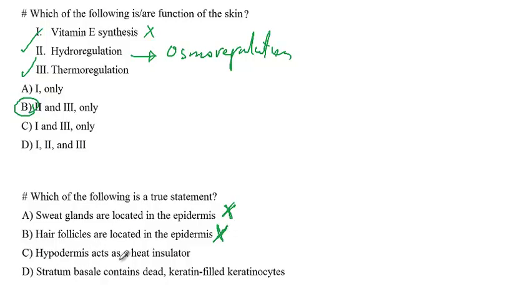Hypodermis acts as a heat insulator. That's correct, because hypodermis has a lot of fat cells, so it can both act as a heat insulator and also acts as an energy reservoir. For any time that a body needs energy, it uses up that fat in order to produce energy. And then finally, stratum basale contains dead keratin-filled keratinocytes. That's incorrect. That would be the definition of stratum corneum, which is the most superficial layer of the skin.